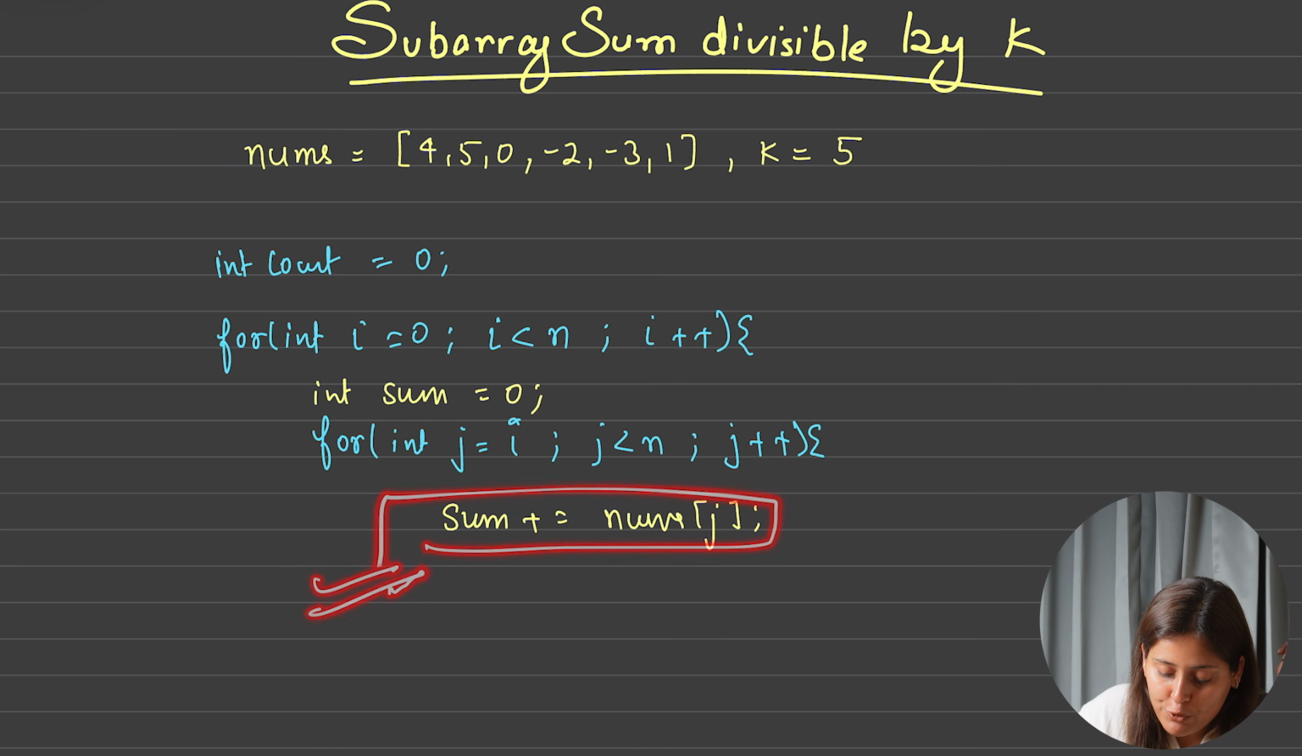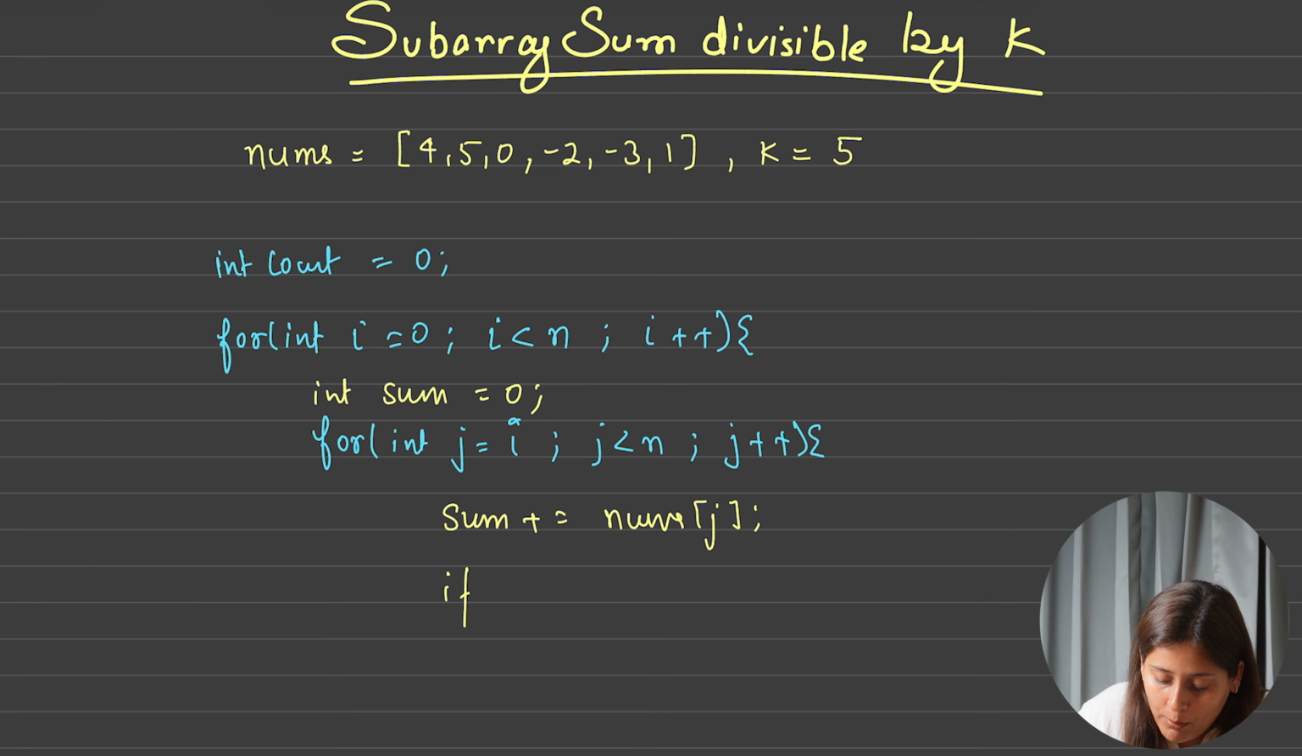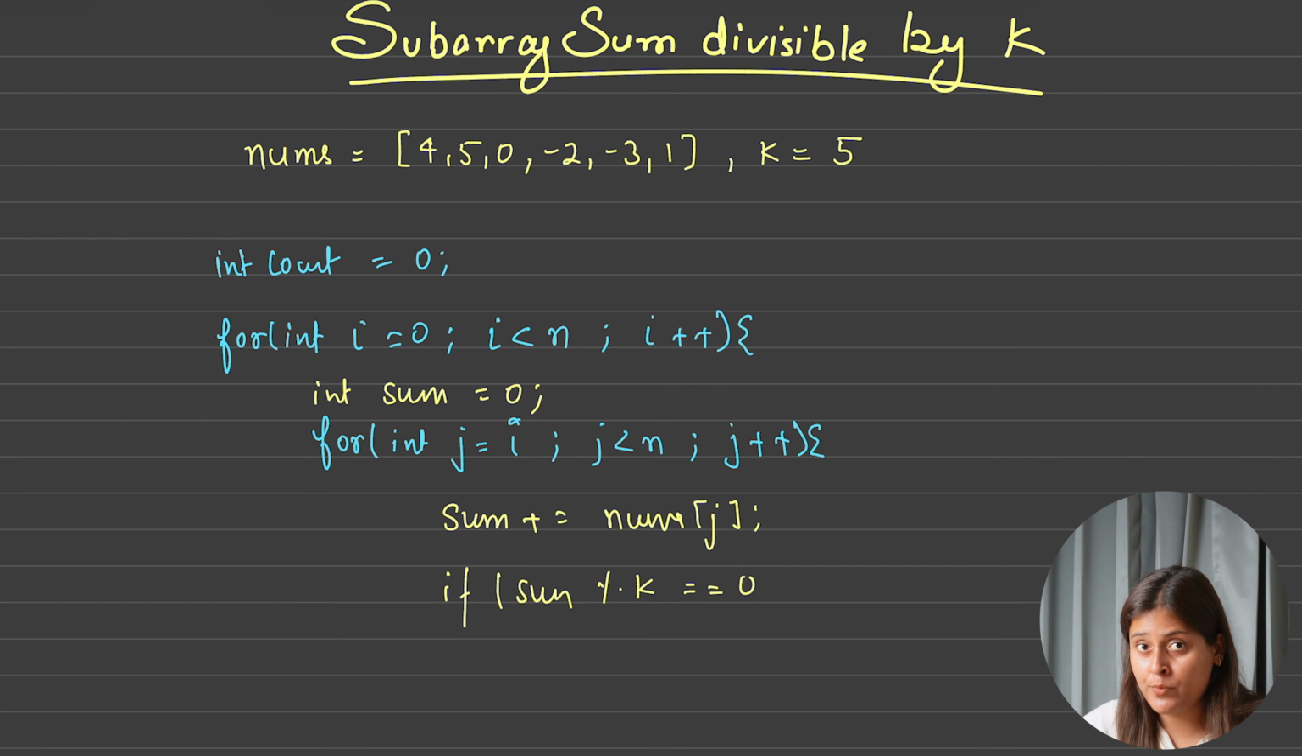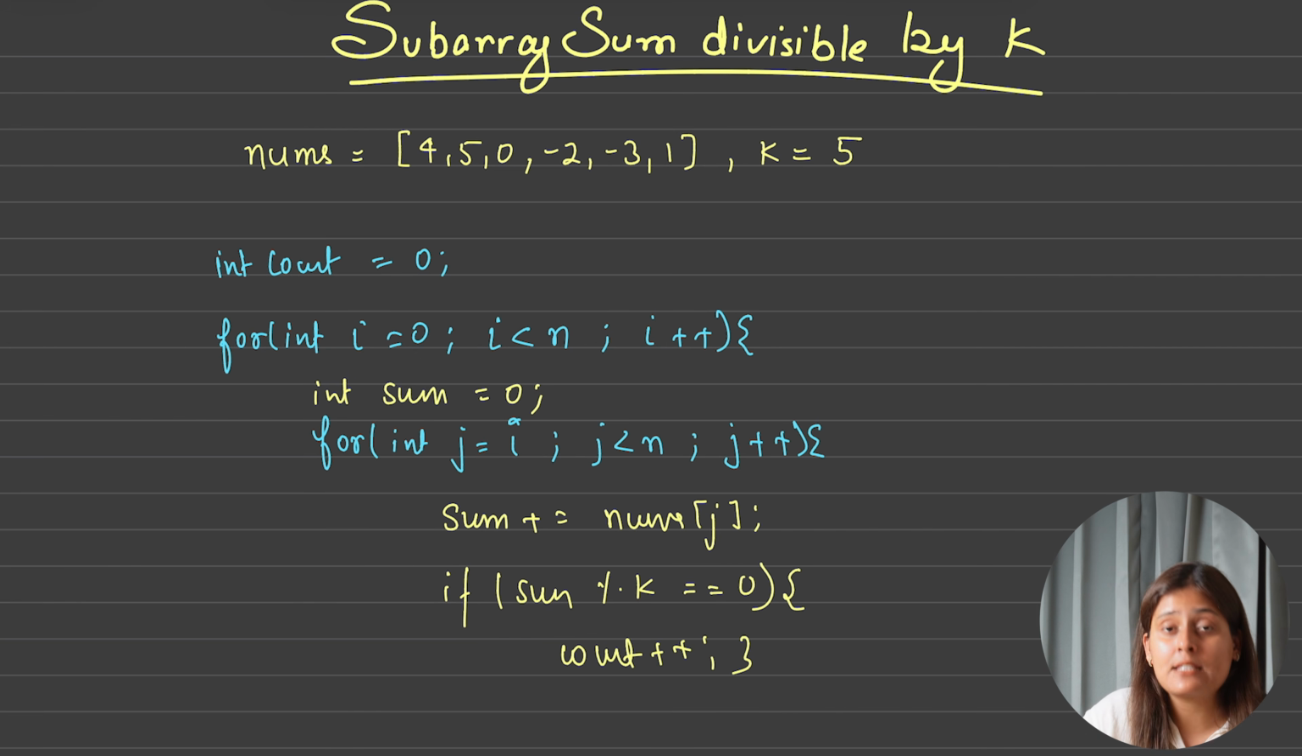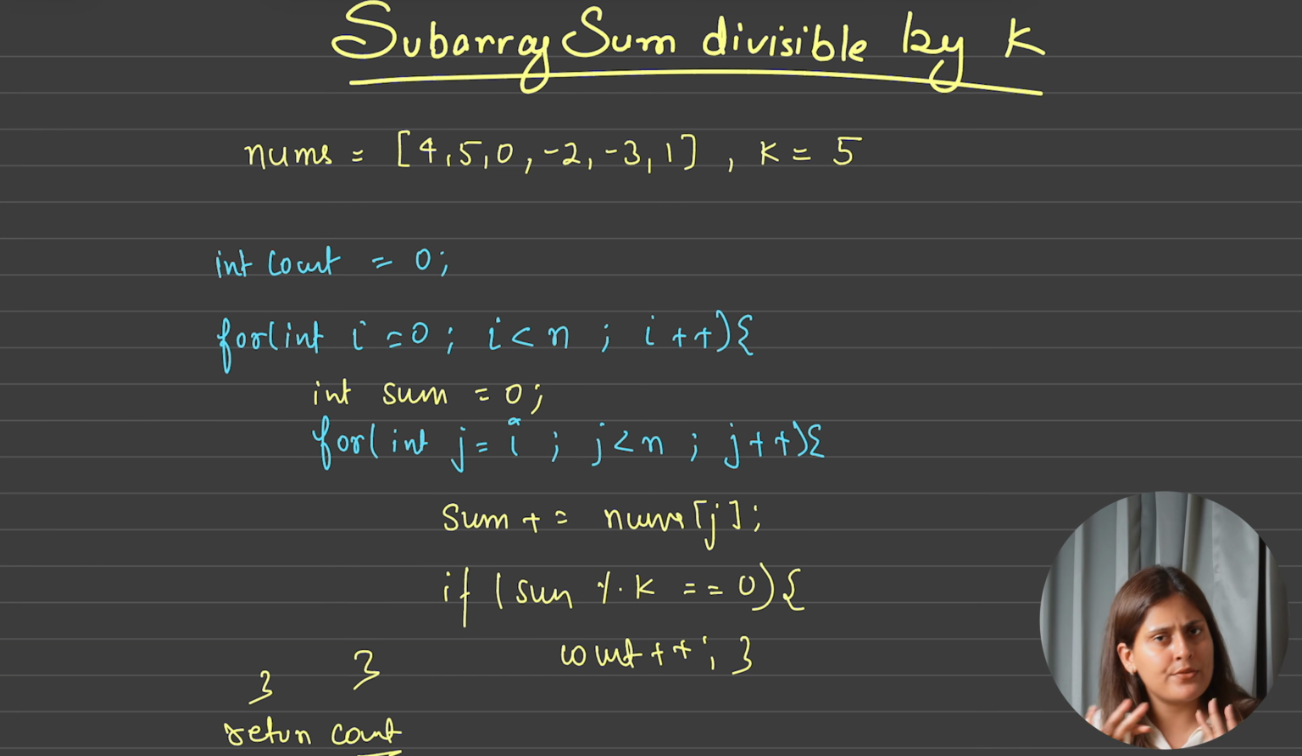Why? Because we have to check if this sum modulo k is perfectly divisible by k, the modulo should be 0. And if it is, then what we will do? We will simply count plus plus, saying yes, this is a valid subarray whose summation is divisible by k. Correct? Yes. And after coming out of the two for loops, we can simply return our count, because the question only asks us to return the count. Yes, it is very simple.